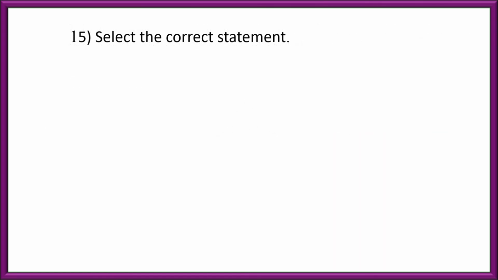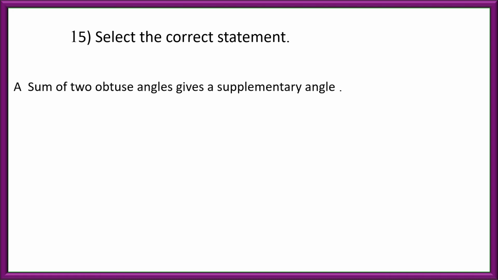Question number 15. Select the correct statement. Statement A. The sum of two obtuse angles gives a supplementary angle. Now I am going to take example values for two obtuse angles. Here I have taken 110 degrees and 120 degrees. Then the sum equals 230 degrees. That is greater than a supplementary angle. Therefore, we cannot take statement A as the correct answer.